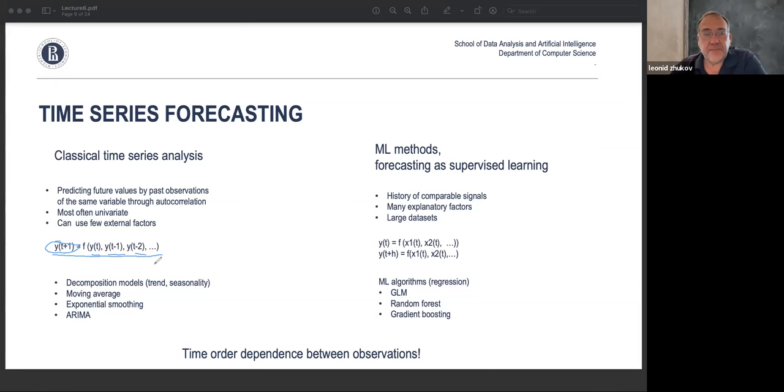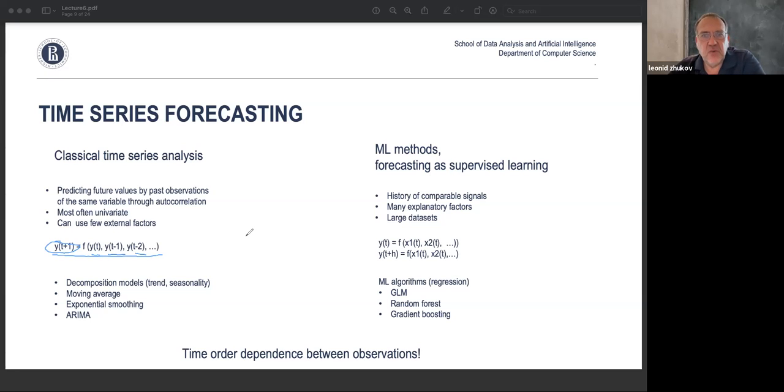And there exist a bunch of methods. We're going to touch upon them: decomposition models that look into trend and seasonality, classical moving average models, exponential smoothing, ARIMA. We're going to talk about them in a minute. And then there are machine learning methods, based on formulating forecasting as a supervised learning problem.